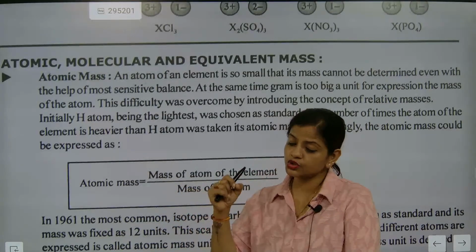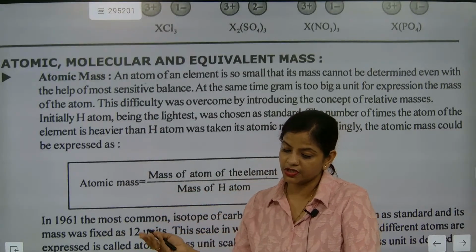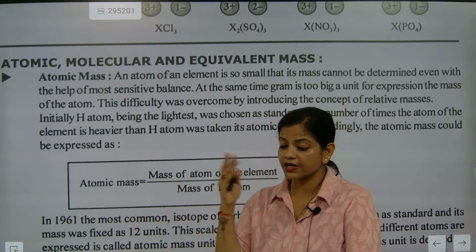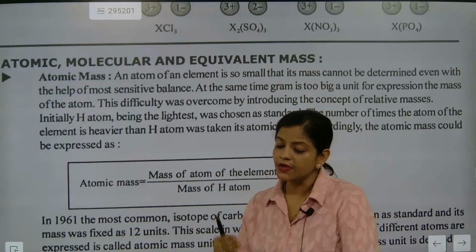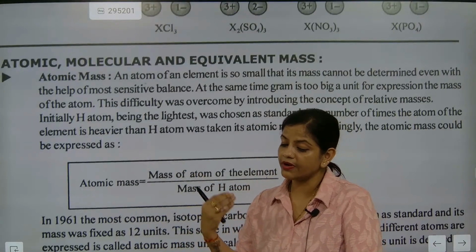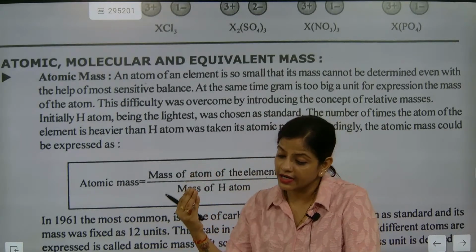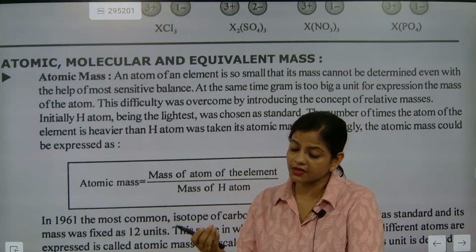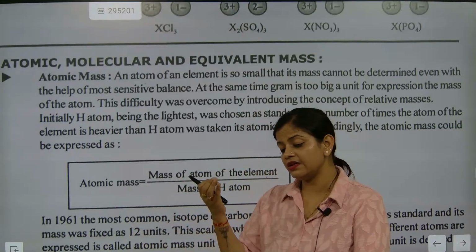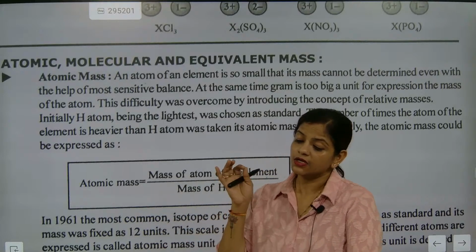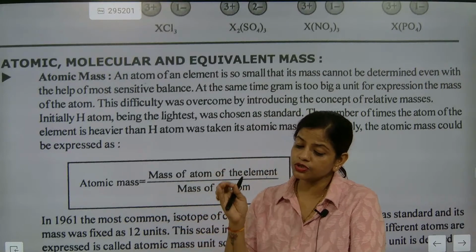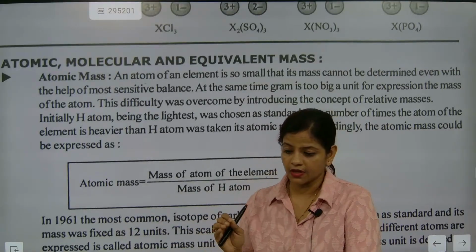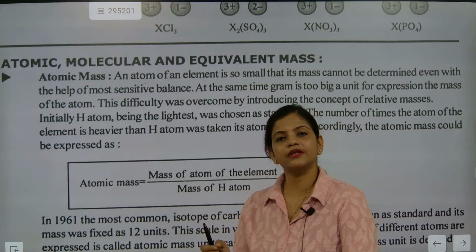At the same time, gram is too big a unit for expressing the mass of an atom. How can we weigh an atom in gram? Gram is a very big unit. So this difficulty was overcome by introducing the concept of relative masses. Understood? We cannot write in gram because an atom is the smallest unit of an element.